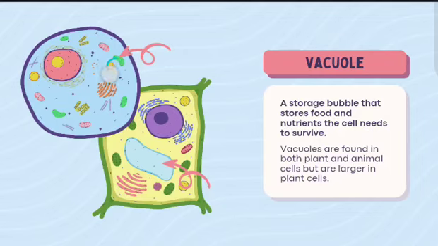Then vacuole, a storage bubble. It's a circle one. We have learned all this till now, but some more are left. Vacuole, a storage bubble that stores food and nutrition the cell needs to survive.